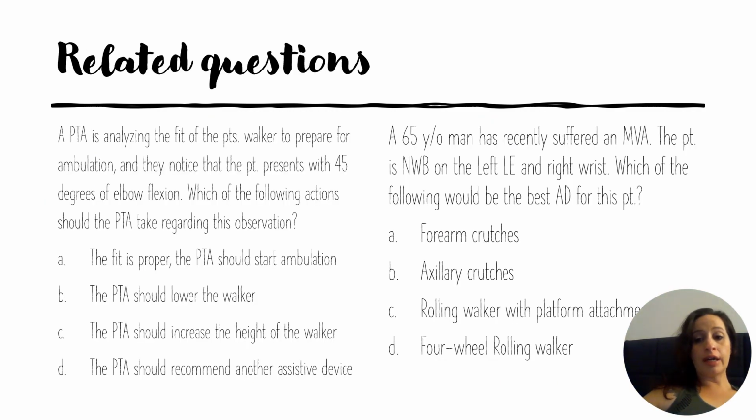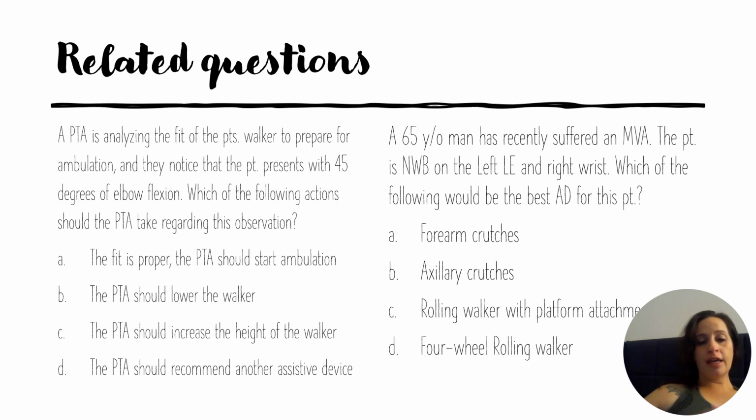All right, so I think I covered all the topics I wanted to cover today. Now here are some of the questions. First question says, a PTA is analyzing the fit of a patient's walker to prepare for ambulation, and they notice that the patient presents with 45 degrees of elbow flexion. Which of the following actions should the PTA take regarding this observation?